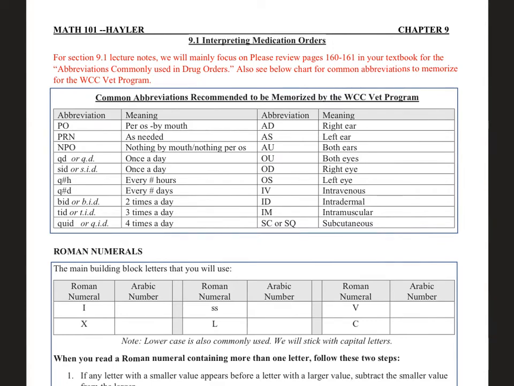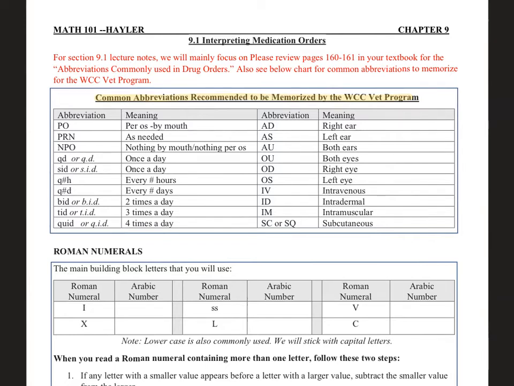All right, welcome to Chapter 9, Interpreting Medication Orders. So for 9.1 lecture notes, since most of 9.1 is abbreviations, I'm just going to focus on learning how to work with Roman numerals a bit, and then I also emailed one of the head people at the vet program at WCC about any of the common abbreviations, because there are so many in the book. I wanted to know which ones you should be focusing on memorizing now, and these are the ones that were pointed out. Okay, so these are good ones to start memorizing now.